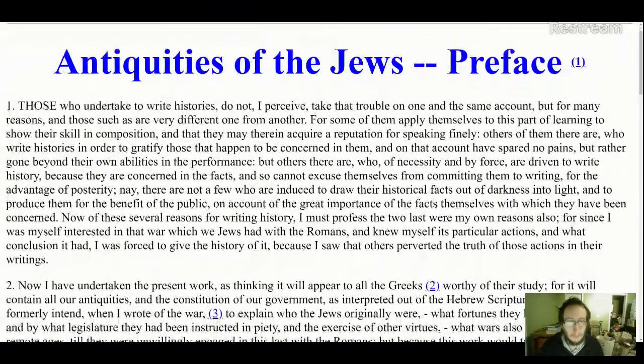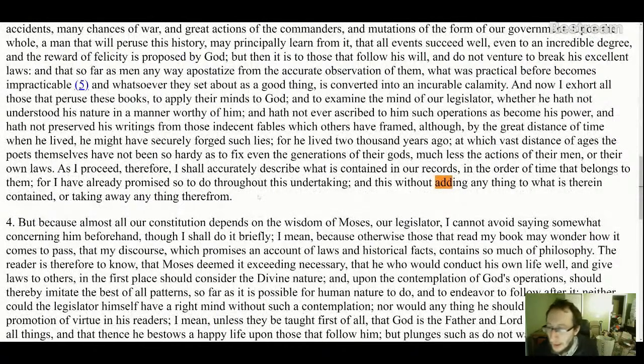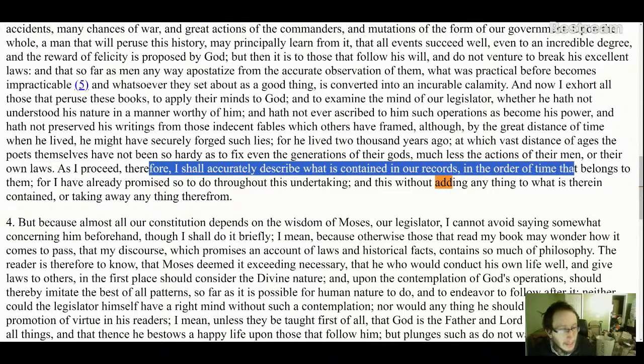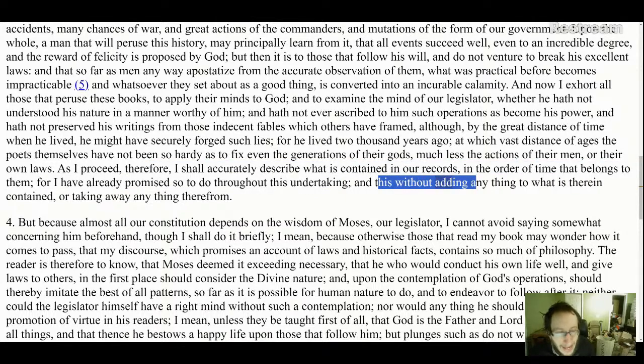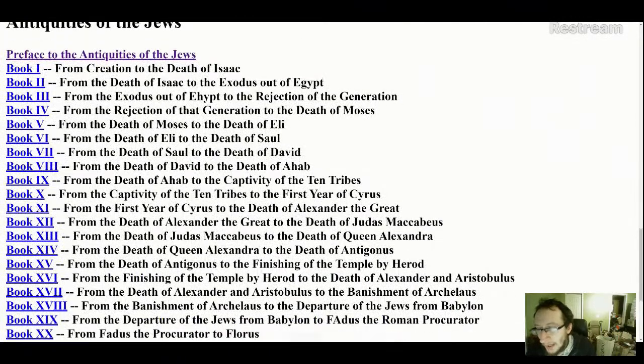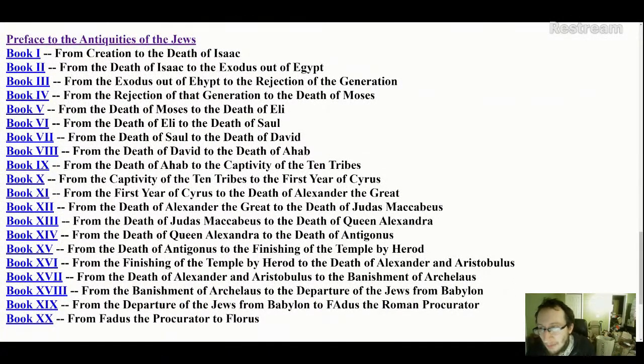Okay, as I proceed, therefore, I shall accurately describe what is contained in our records and in the order of time that belongs to them. For I have already promised so to do throughout this undertaking, and this without adding anything to what is therein contained or taking away anything therefrom. So he's saying he's going to only say what the scriptures say and nothing else. He's going to faithfully represent what their records say in the scriptures, the Jews. Okay, so with that said, now let's look at what he says their records say about Moses.